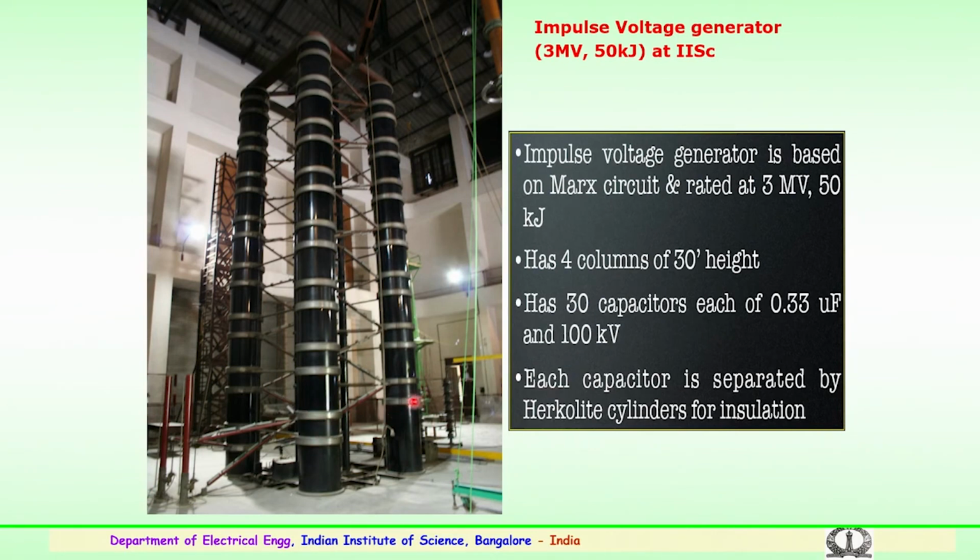So, with 15 stages, you have 200 kV per stage, and 3 million volts is the output voltage, which is used to test for lightning and switching surges for high voltage transmission equipment, circuit breakers, transformers, insulator strings, and many pieces of equipment which are used for EHV and UHV transmission.